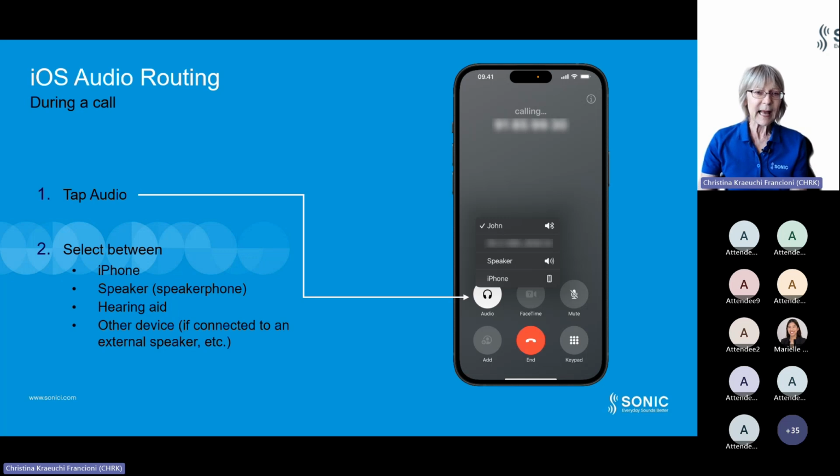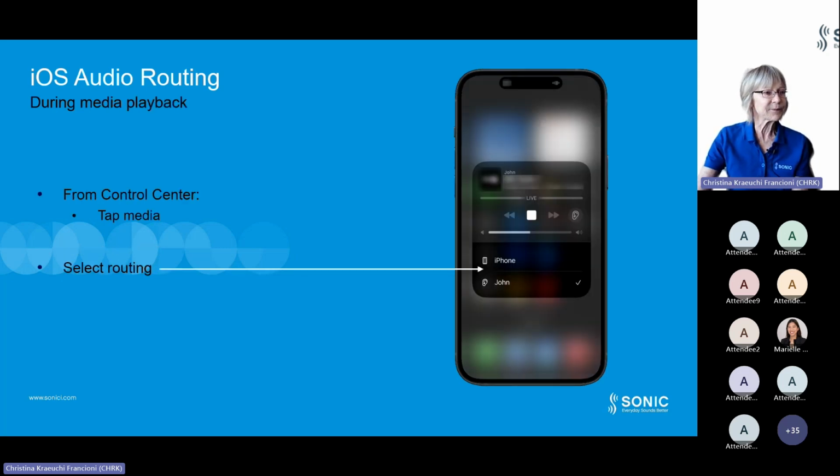Now, it can also be that during a call, your client does not get the signal where he would like to have it. If this happens during a call, then the client can tap audio and then select if the call should go to their iPhone, speaker, or hearing aid. So to adjust the call routing, the client taps audio, and then he can select between the iPhone, speaker, hearing aid, or maybe other devices which are paired.